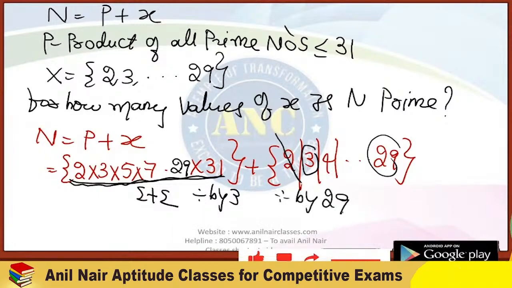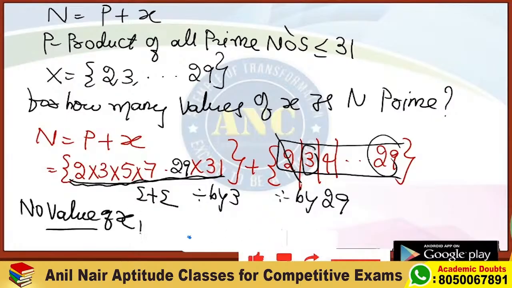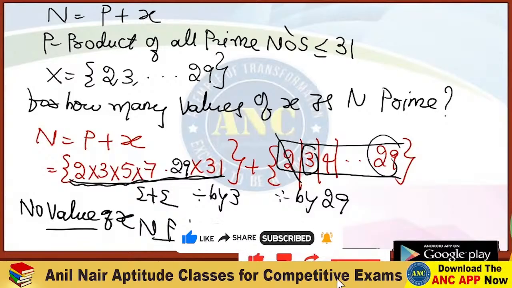Every term, whatever the elements in x, whether it is 2, 2 is a part of P. If it is 3, it is a part of P. If it is 4, the factor of 4 is a part of P. 5 is a part. If 6 is a composite number in x, the factors of that composite number are present in P. So everything will become a multiple of k. K could be 3, 5, and so on up to 29. No value of x will make n a prime number. I hope the idea is clear.